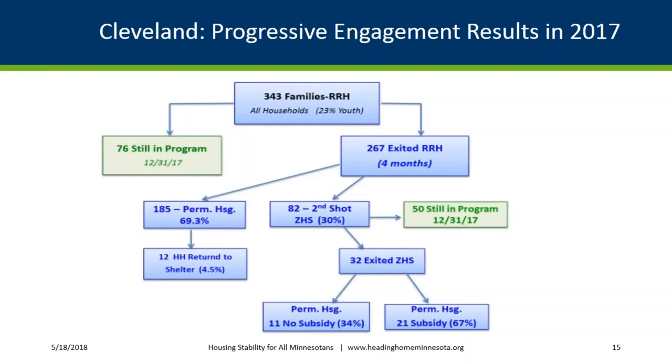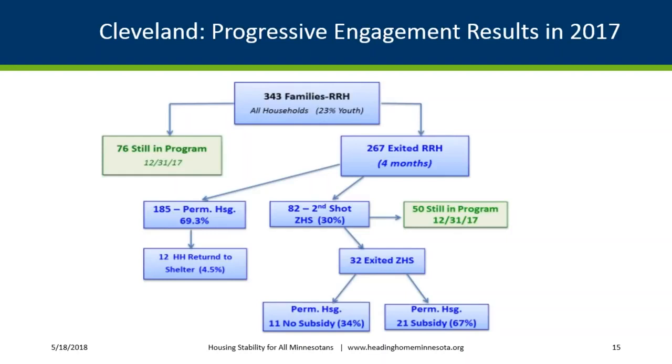But of those 267, 82 of them, about 30%, at the end of 4 months really weren't stable and needed more assistance, what they call a second shot. So they're enrolled with VHS, which is just the name of the provider in that case, that can give them up to another 8 months of assistance. But that assistance isn't, oh, 4 months wasn't enough, now you get 8. It's, 4 months wasn't enough, let's try another.